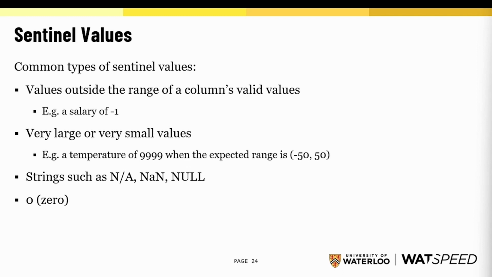A common one, from my professional practice, has been in temperature reporting, when we see, say, a temperature of close to 10,000 degrees Celsius when we're expecting the temperature to be somewhere between -50 and 50 degrees. Other sentinel values are string or text data such as NA, NaN, null, dash, X, a blank. Sometimes 0 is used as a sentinel value. This is where data dictionaries can come in handy.